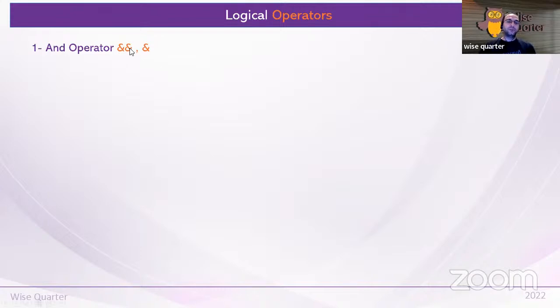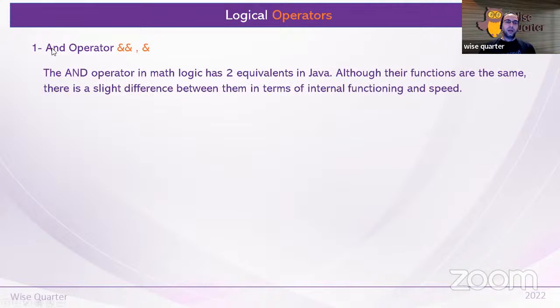There are two different AND operators. Actually, as a logic, they are the very same. They are being used for the same thing, but one of them is more advanced than the other. Don't worry about them. The result will be the same, but one of them is faster than the other.